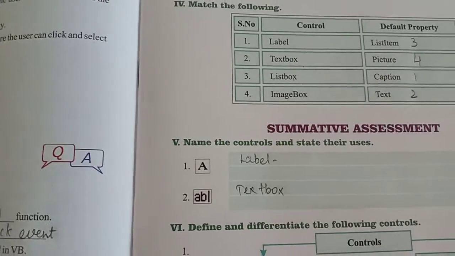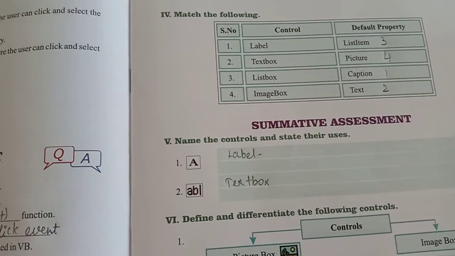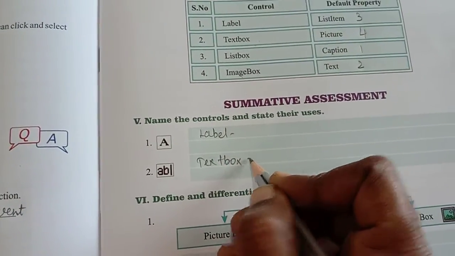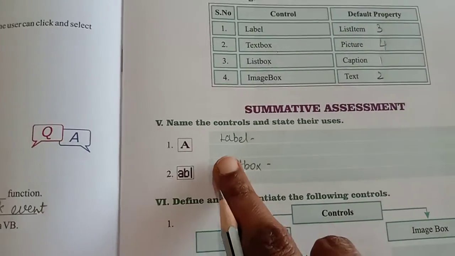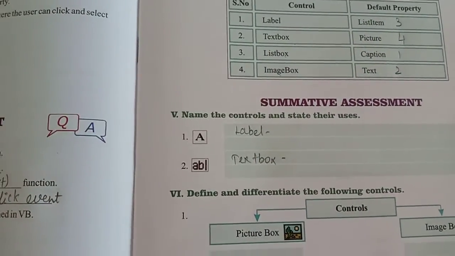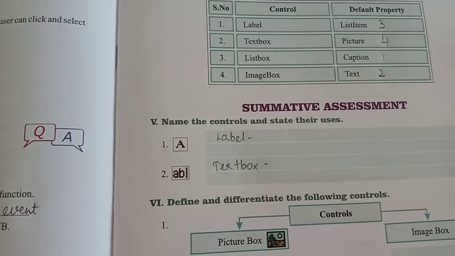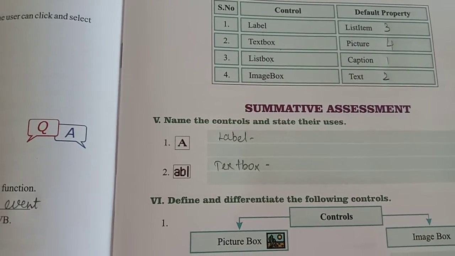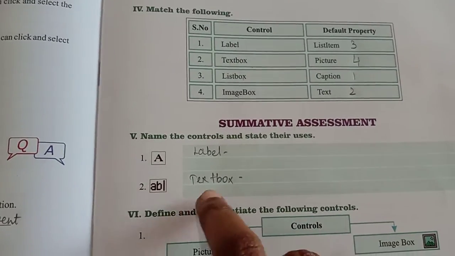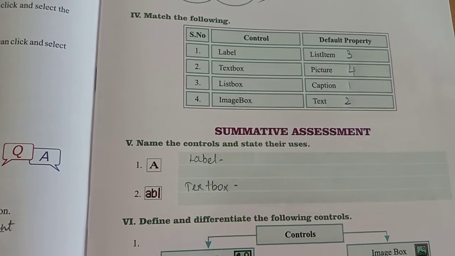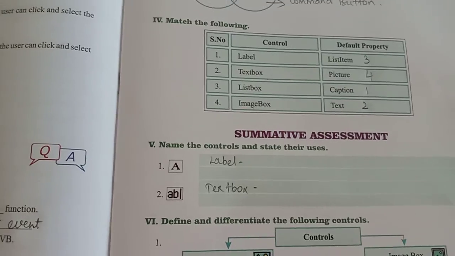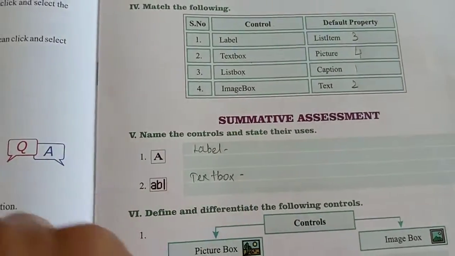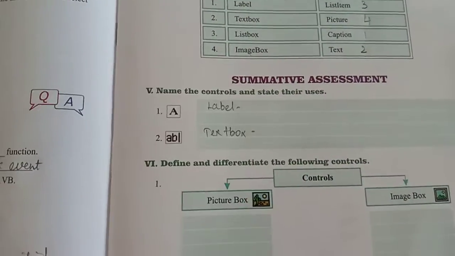Refer to your textbook and write these uses, okay? I already told what the usage is. A label is nothing but giving some instruction and displaying the output, right? A text box is where we receive some input and we display some output. So refer to your textbook and write this answer.